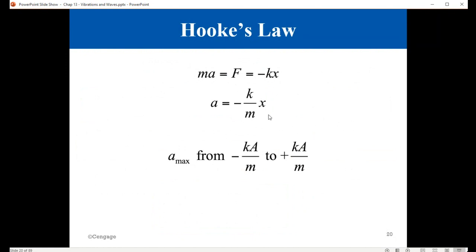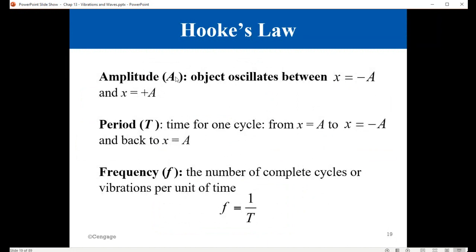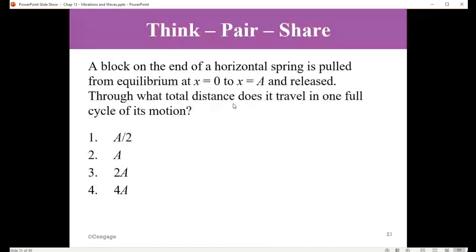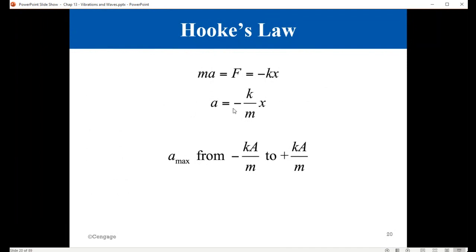Now, the greatest value for x is the amplitude. This is how we define the amplitude, the greatest displacement from the unstrained position. Because of the proportionality between the acceleration and x, when x is maximum, when x equals a, then the acceleration will be maximum. So a max, now we understand how it will change from minus ka over m to plus ka over m. And we understand this business of sign. The acceleration direction will always be opposite to the displacement.